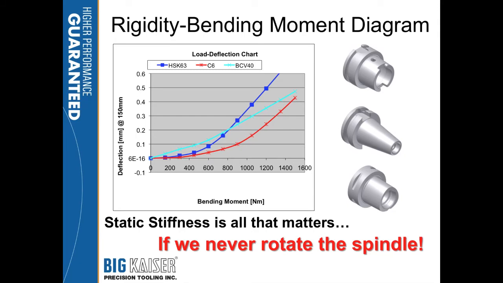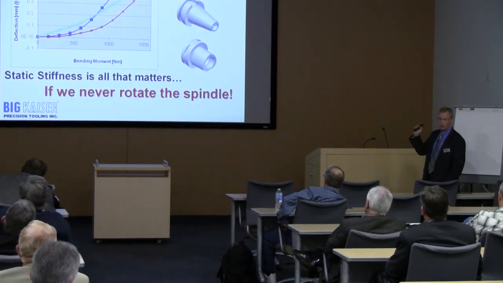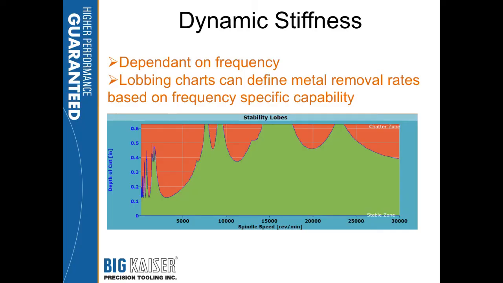Static stiffness, all that matters if you never go over the spindle. So if you're turning, this is all you have to concern yourself with. So let's go to the more complex area, and that's dynamic stiffness. Now when we start turning the spindle, we have vibration, we have frequency.